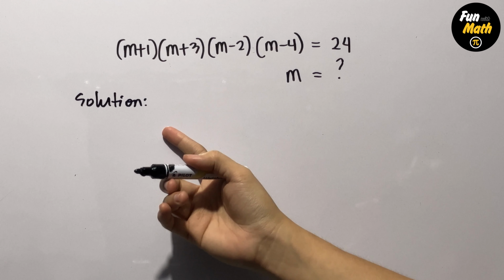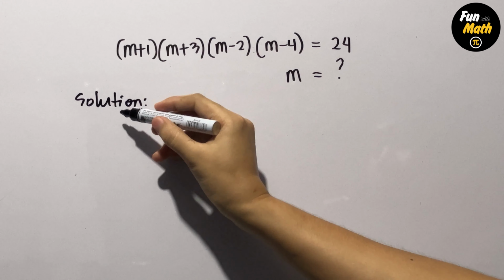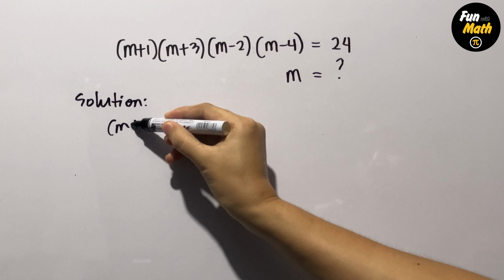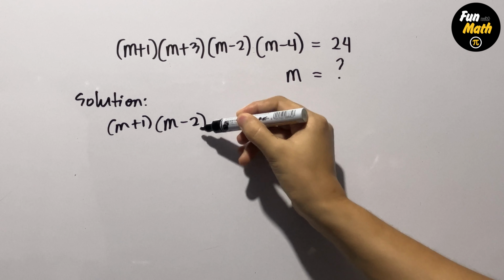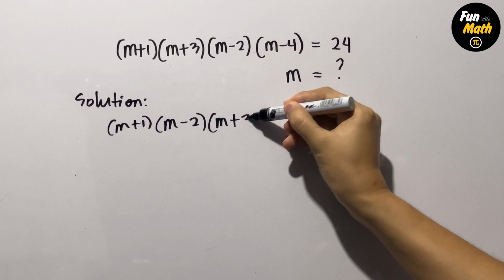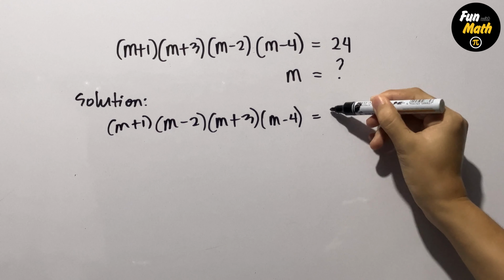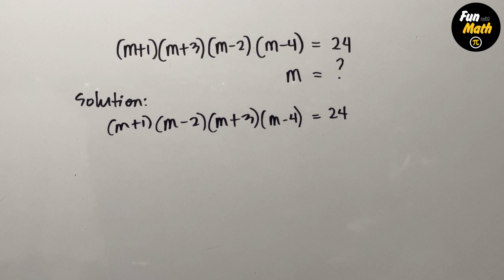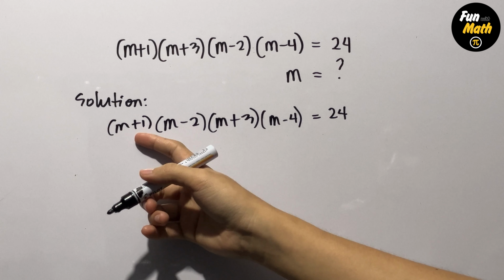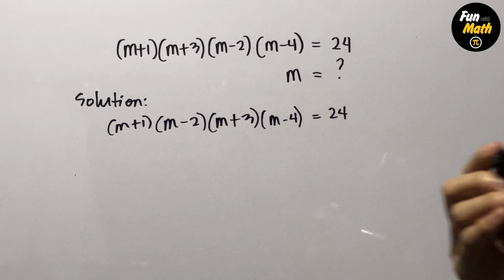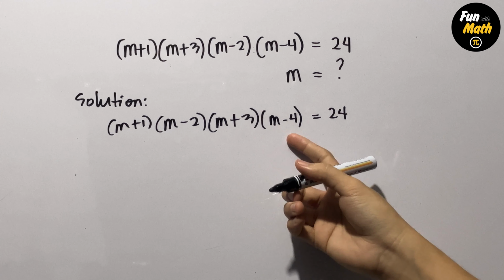So first thing to do is, let's rearrange our equation. So this is (m + 1)(m - 2)(m + 3)(m - 4) is equal to 24. Next, we are going to multiply by pairs. So (m + 1)(m - 2), then after that, (m + 3)(m - 4).